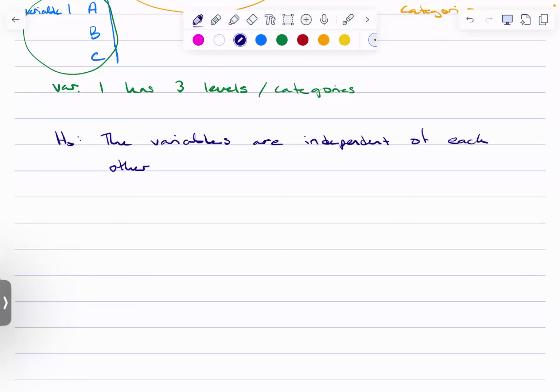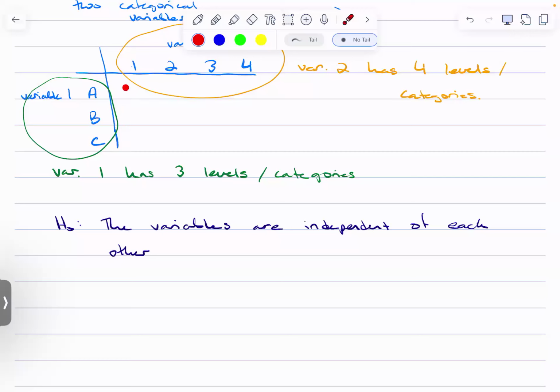We're used to seeing hypotheses with the proportions, right? The population proportion, how does it compare to some number? Or how does it compare to another population proportion? So this is a little bit different. Okay? And so what we want to know is, are these variables independent of each other? What would that look like?